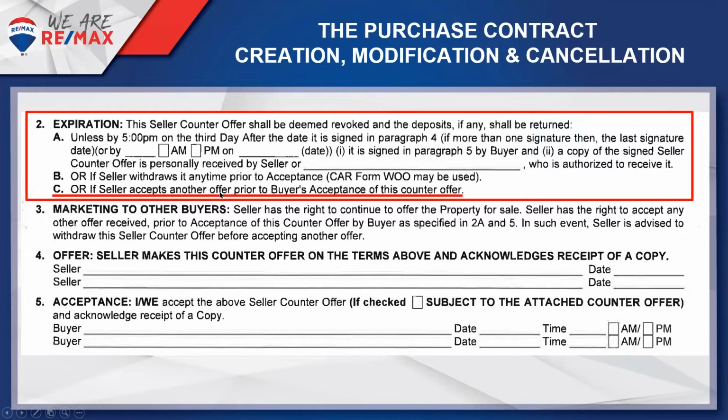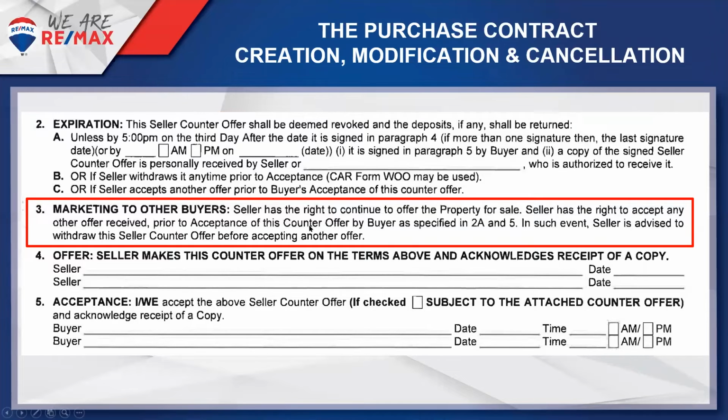And then, or if the seller accepts another offer prior to the buyer's acceptance of this counter. So that's in there to give the seller some protection, but that can be a little problematic. If you can't prove that the acceptance of a second offer came after the buyer's delivery of their acceptance of your counteroffer, you're going to have a problem. This is not something to rely on. Better to withdraw the counteroffer and then reissue it as a multiple counteroffer if you choose. Okay.